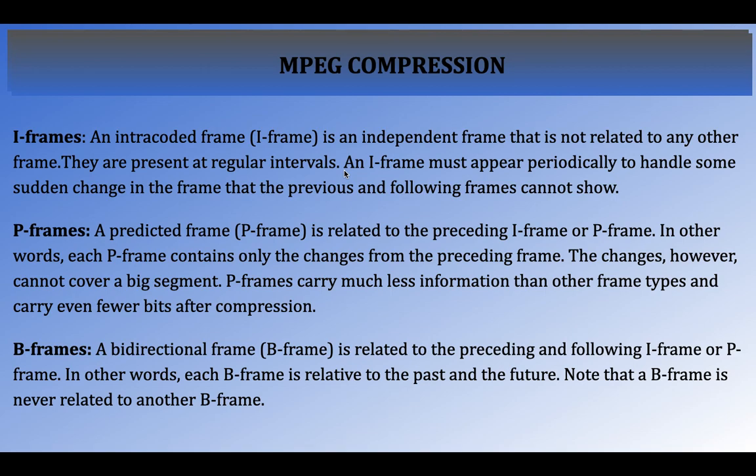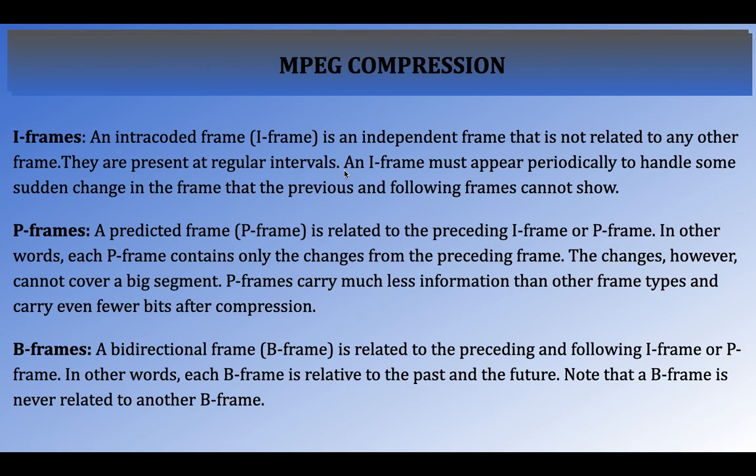I-frames. An I-frame is also known as an intra-coded frame. It's an independent frame that is not related to any other frame, and they are present at regular intervals. An I-frame must appear periodically to handle some sudden change in the frame that the previous and following frames cannot show. Like, if there is only one I-frame at the beginning of the broadcast, a viewer who tunes in late will not receive a complete picture. I-frames are independent of other frames and cannot be constructed from other frames.